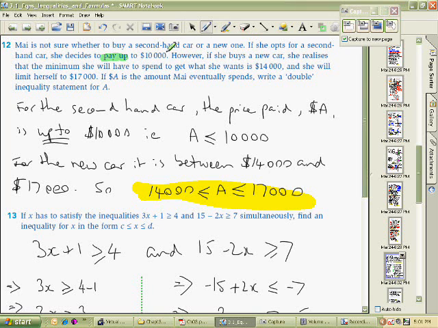If it's up to, then it means not more than, which means less than. So the price of the car is less than or equal to $10,000. That's how much she's going to pay for that. So that's the way we write that. And if she wants to buy it new, she wants it between $14,000 and $17,000. So $14,000 is the minimum. The most is $17,000. That's the way that you're writing those inequalities.